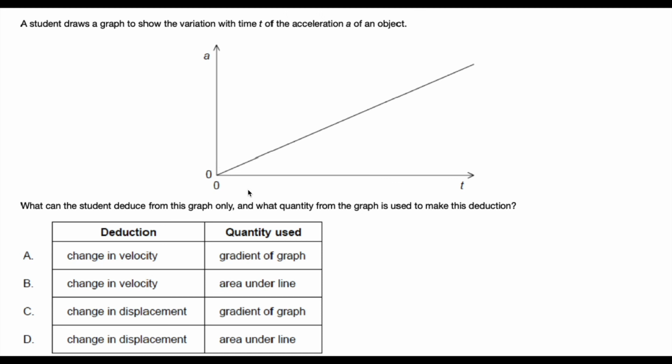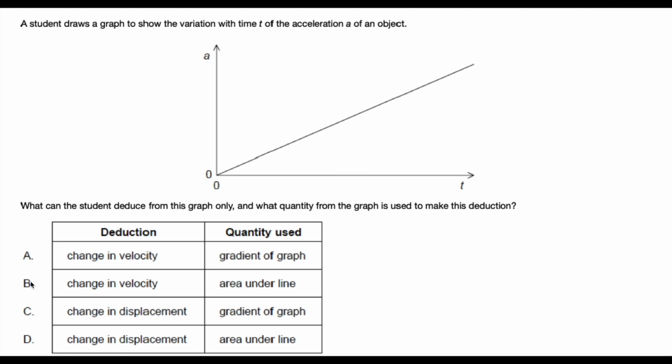So remember the gradient of an acceleration versus time graph does not really have any physical meaning. The only thing you need to know from an acceleration versus time graph is that the area under the curve represents change in velocity, right? And you cannot deduce displacement from an acceleration versus time graph, because that requires a velocity versus time graph.